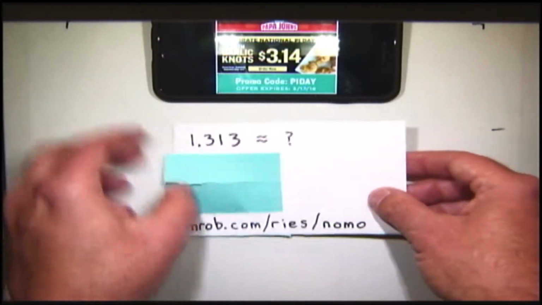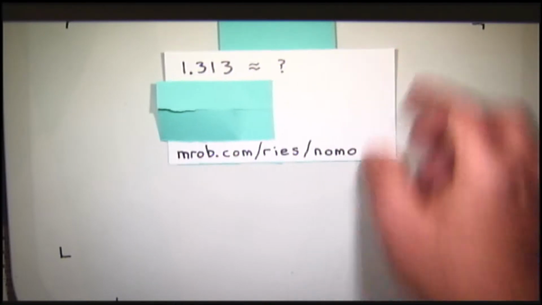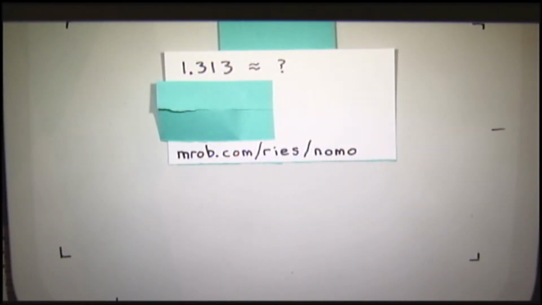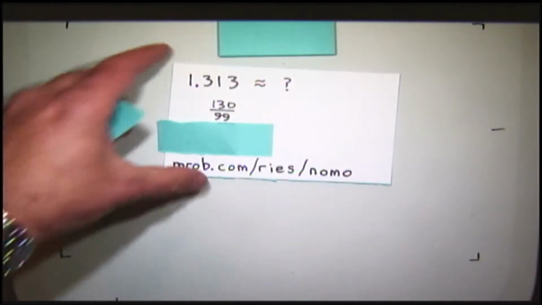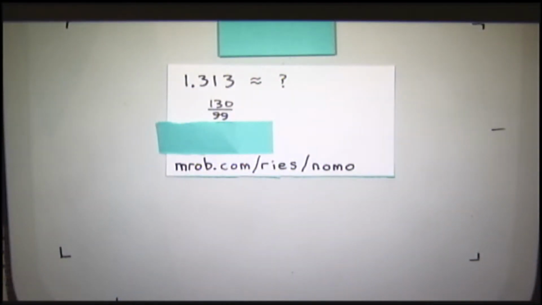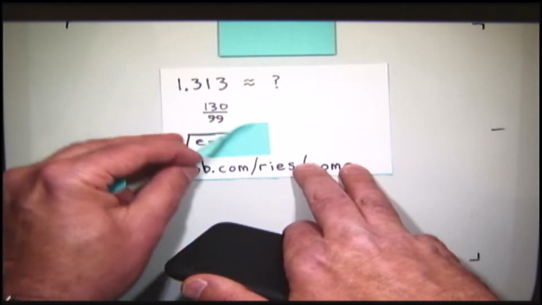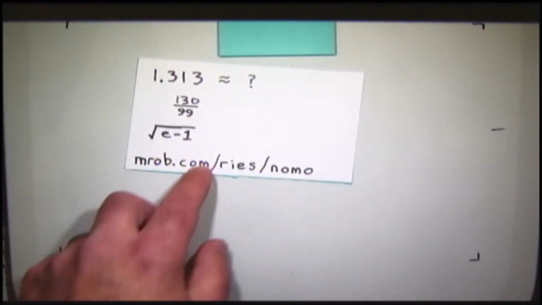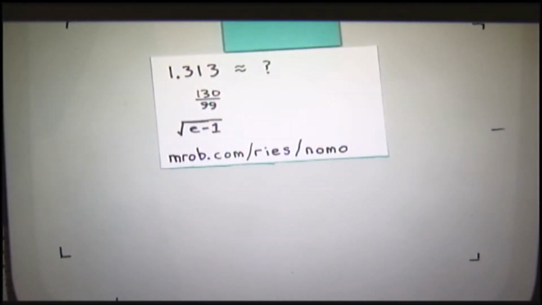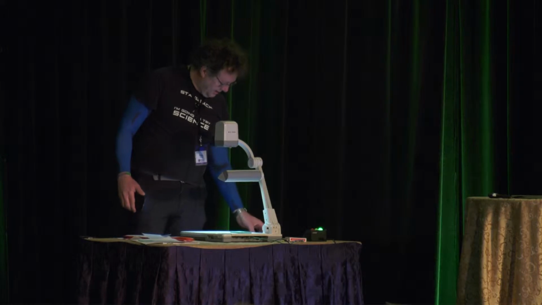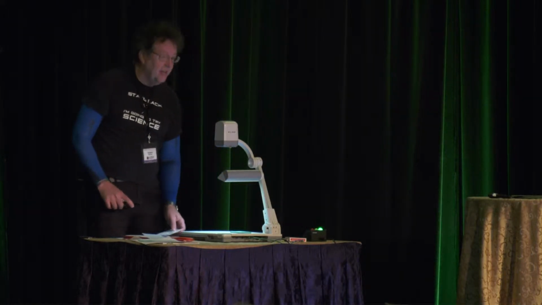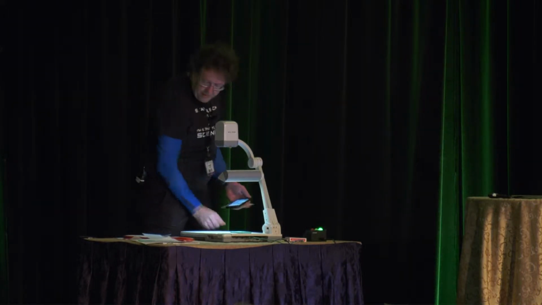So let's suppose we were going to approximate 1.313. Now, a lot of you probably would think of 130 over 99, which is a darn good approximation for 1.313. I thought of square root of e minus 1. That's also a decent approximation to 1.313. But suppose you didn't want to go through that kind of effort, and you just want to have some kind of tool that can automatically do the job for you.